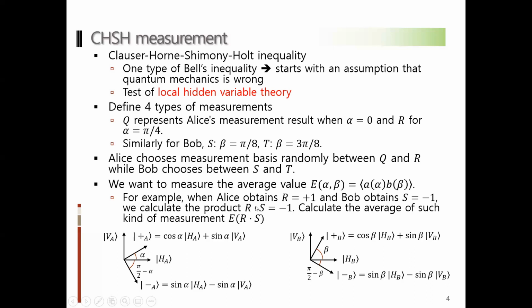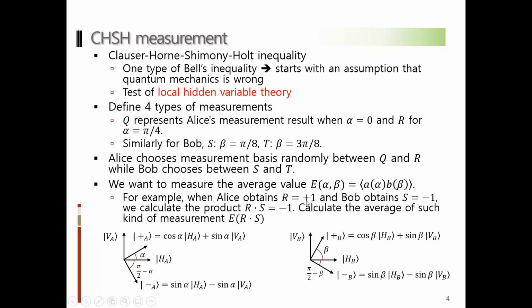And then because we will randomly choose between Q and R, there is no guarantee that in the next trial we will choose the Q. But let's assume that we repeat several times, and the next time Alice will also randomly choose R, and Bob will choose S simultaneously.